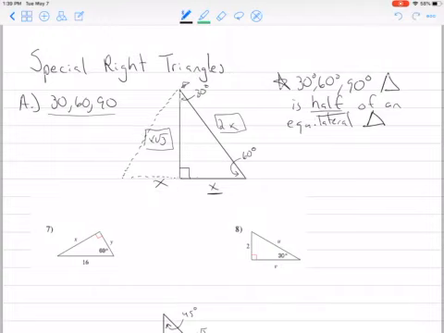I'm going to erase that, but just keep it in mind. Put two of those together. Ooh, this erasing is going to take a while. Put two of those together and you get an equilateral triangle.